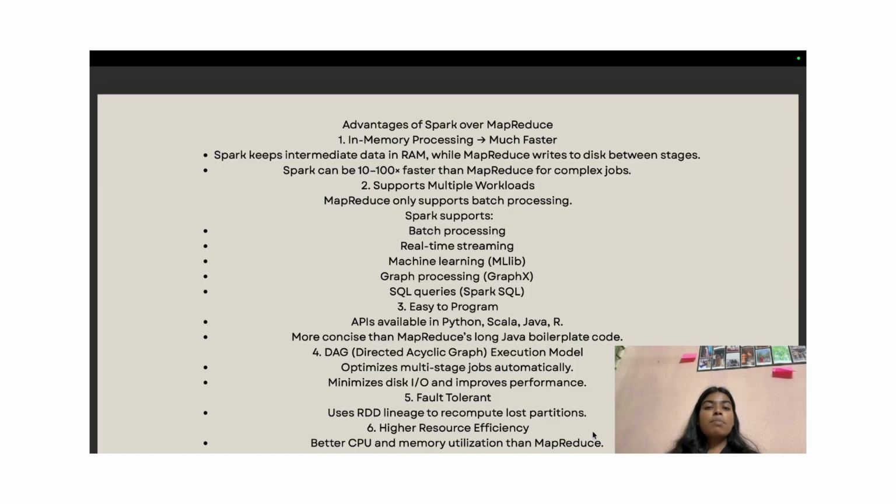Advantages of Spark over MapReduce. First is in memory processing. Second, supports multiple workloads. Third, easy to program. Fourth, DAG, that is directed acyclic graph. Fifth, fault tolerance. And sixth, higher resource efficiency.